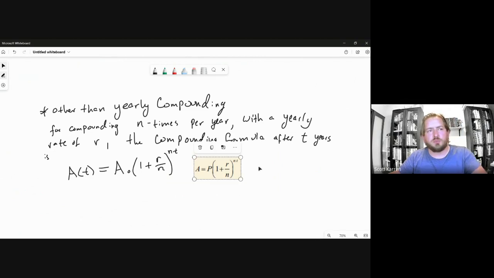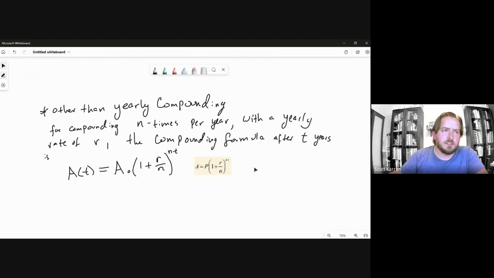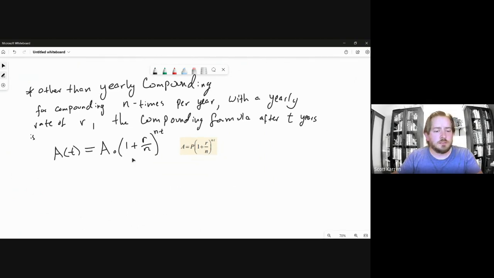Again, in the book, they use a P, but P and A naught are the same thing. So that's just 1 plus R over N, all raised to the N times T. So if I'm just going to grab a problem rather than write it, we'll talk about a bunch of different questions they can ask.